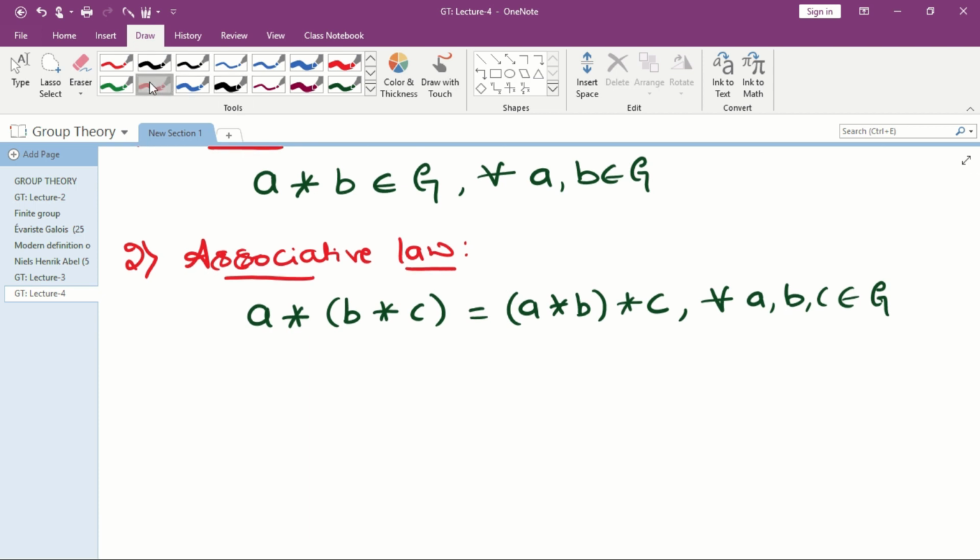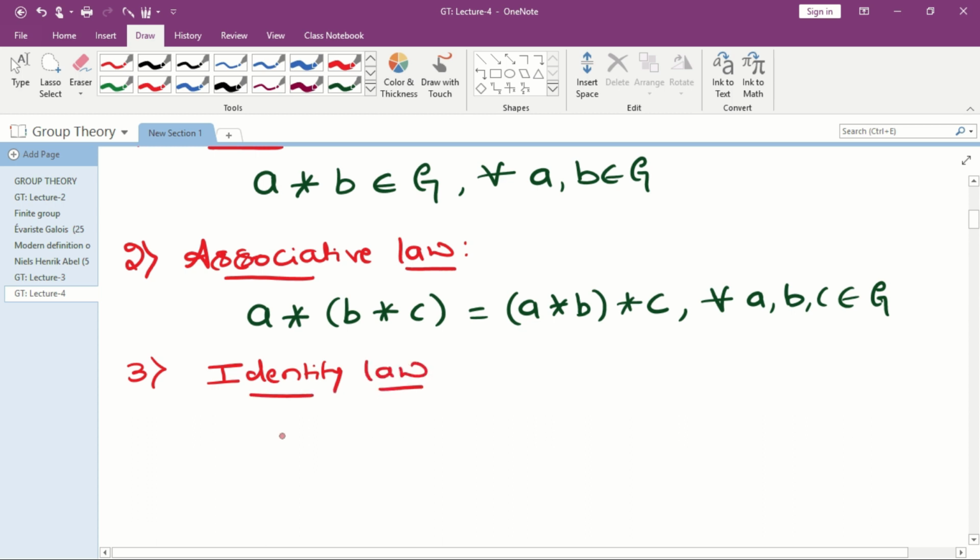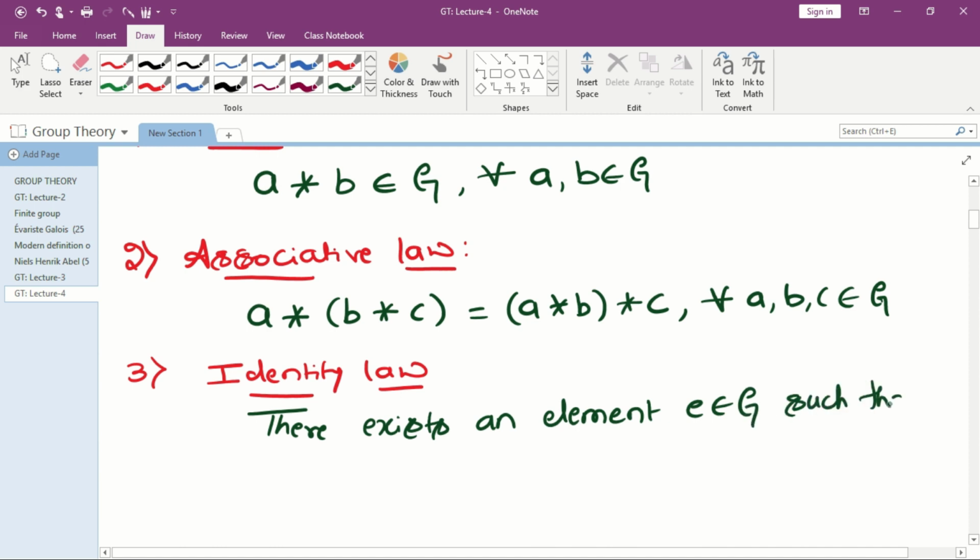The next is identity law. There exists an element E belongs to G such that A star E is equal to E star A is equal to A. And again it must be true for every element in G.